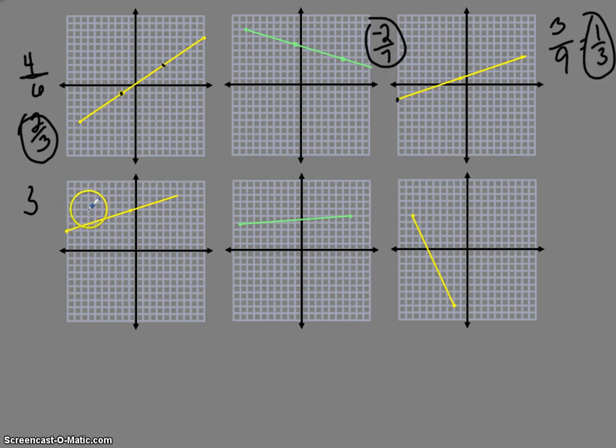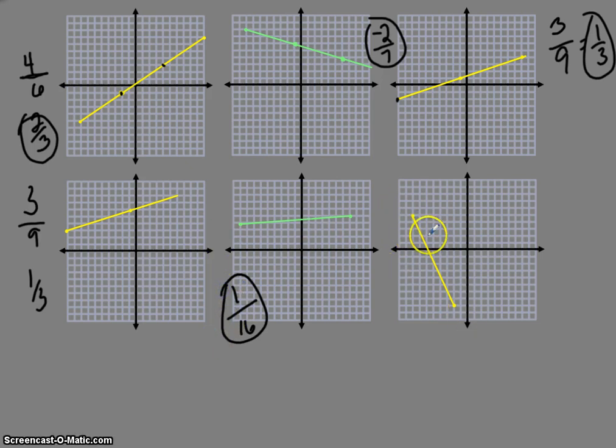Over 1, 2, 3, 4, 5, 6, 7, 8, 9. Again, 3/9, which is 1/3. This slope, well, what's my vertical change? It's not much. I go up 1. Okay, so I have a top number of 1. Then I go over 1, 2, 3, 4, 5, 6, 7, 8, 9, 10, 11, 12, 14, 15, 16. So it's a slope of 1/16, and it is positive because it's going up.